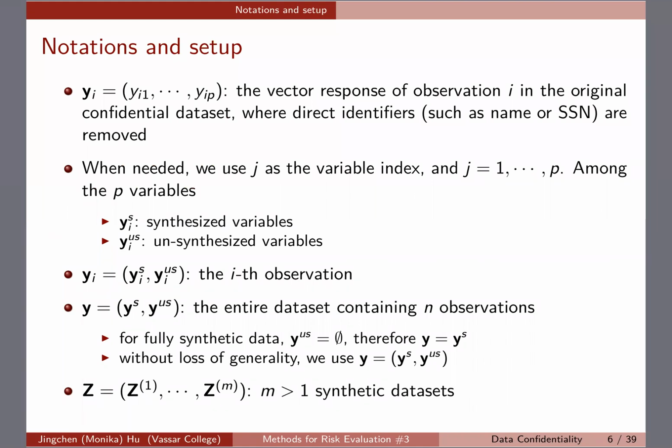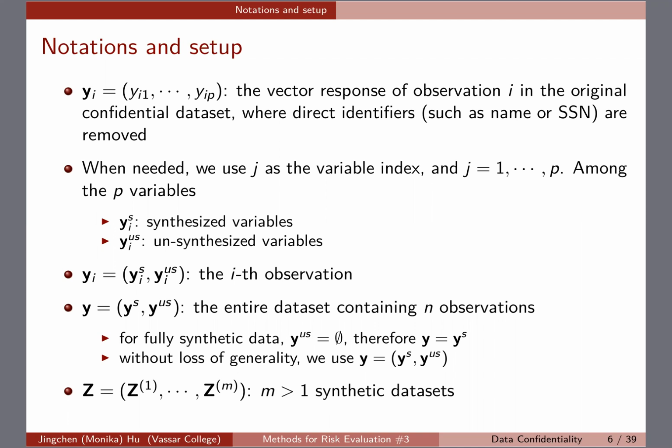For the confidential data, we use Y, okay, and Y_i. In this case, we're just going to represent the vector of responses for observation i. Notice that we bold that Y because it's a vector. And we use p variables, so Y_i1 through Y_ip. So there are a total of p variables in the confidential data set. Keep in mind that direct identifiers like name or social security number are already removed, so this is the de-anonymized version.